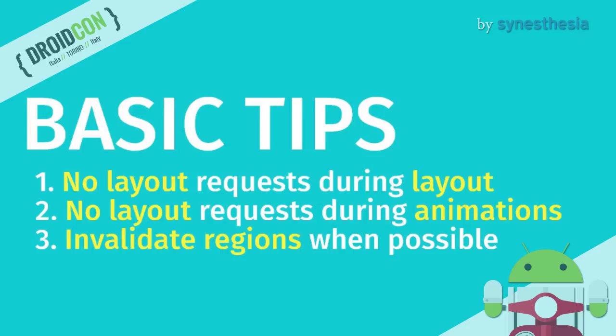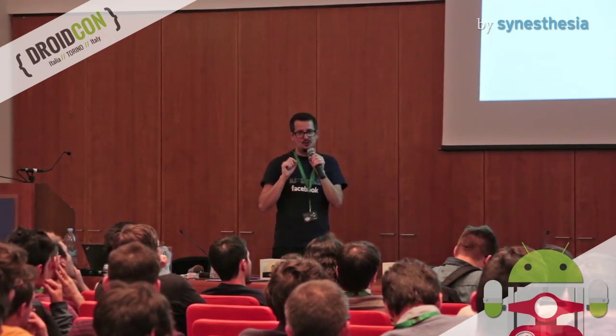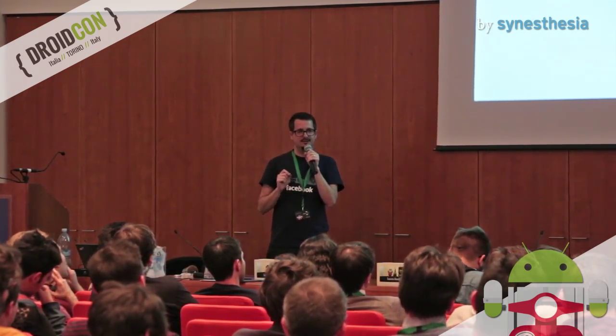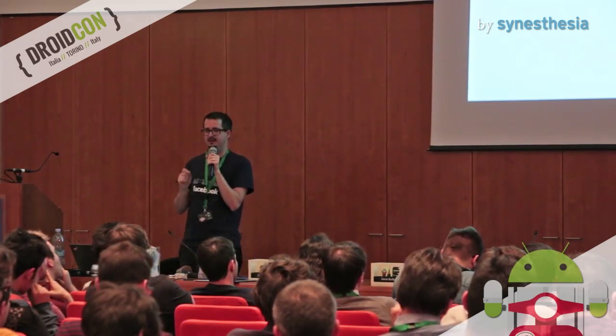So, basic tips. They're actually the stuff that everyone repeats all the time, but I think they actually make a lot more sense if you understand all this machinery I just described. So the first one is actually not obvious, but you should never, ever do a request layout during layout, because this is probably the worst case scenario for traversals.